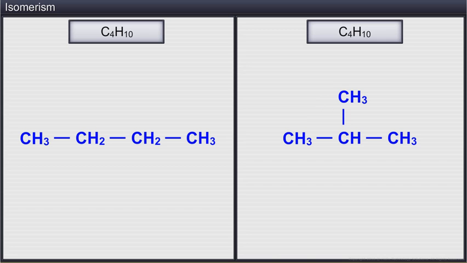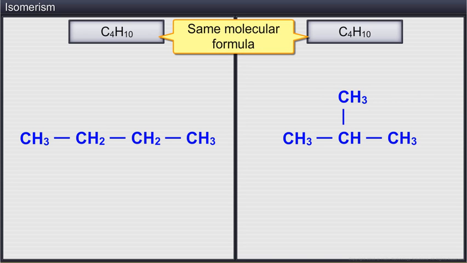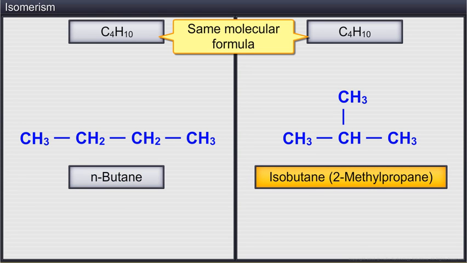Both the compounds have the same number of atoms. That is, 4 carbon atoms and 10 hydrogen atoms. Thus, their molecular formula is the same. The name of the first compound is n-butane and the second compound is isobutane or 2-methylpropane.